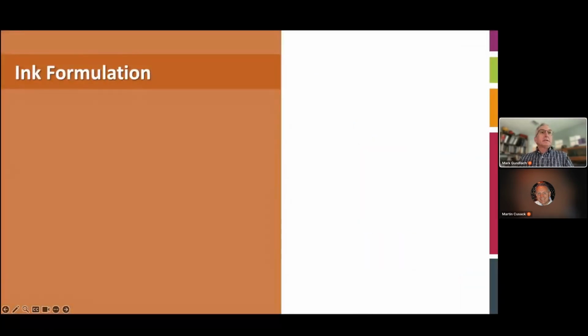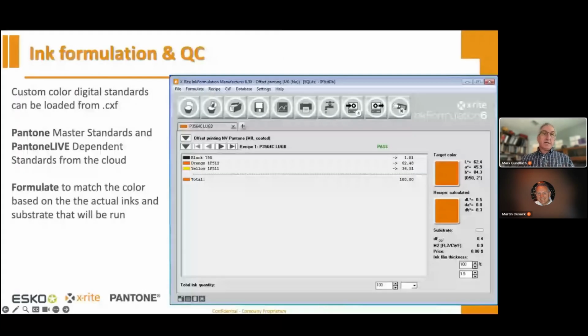Okay. So let's move on and talk about how we're going to use spot color standards in production. We talked about the digital standards being saved out, shared as a CXF, or pulled down from Pantone Live, and so on. You share these with your ink vendor, and they're going to formulate to match the color based on the actual ink pigments and substrates that are going to be run. There is no master recipe for ink to be used in every scenario. In fact, the Pantone formula guides have an example formula that is not intended to be used in production, especially if you're printing in a non-offset environment. Those pigments are based on a specific ink system on a specific press condition.